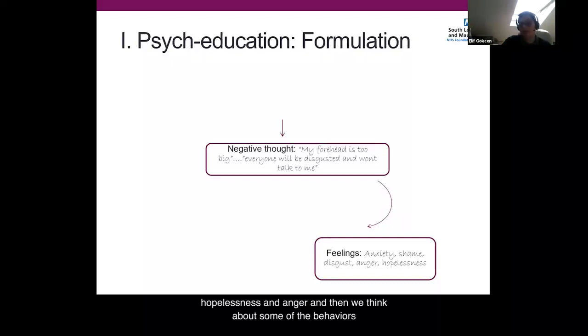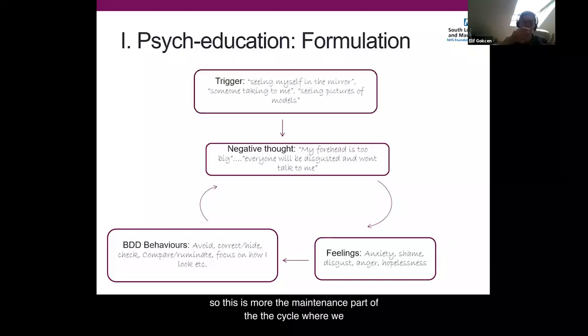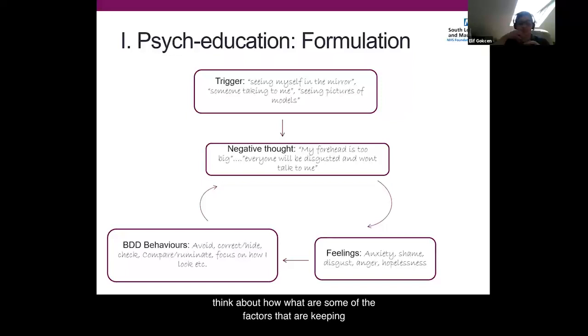And then we think about some of the behaviours that are carried out to reduce these feelings and give that short-term relief to that anxiety or distress. And we can hear about avoidance and camouflaging behaviors, really focusing on appearance through mirror checking. And also we can hear that this is the point that families can find themselves being really drawn into BDD through reassurance seeking and avoidance, for example, parents or siblings doing things for the young person because they feel unable to. So this is more the maintenance part of the cycle, where we think about what some of the factors are that are keeping BDD going, and what some of the situations are that trigger this response and this cycle.